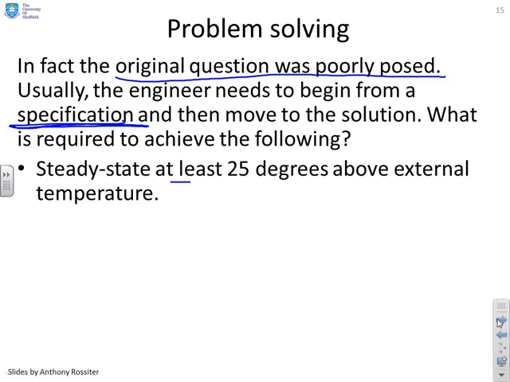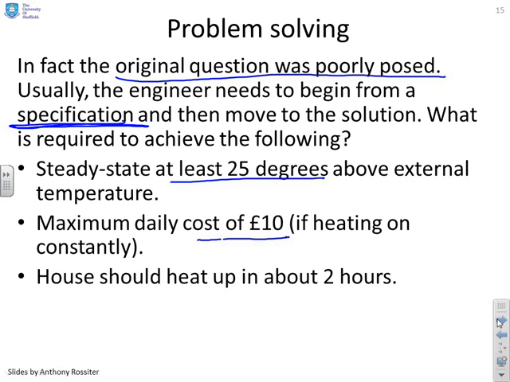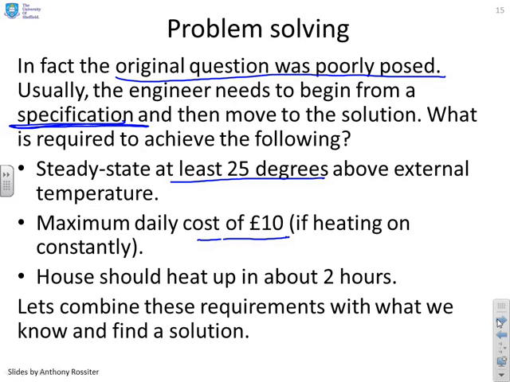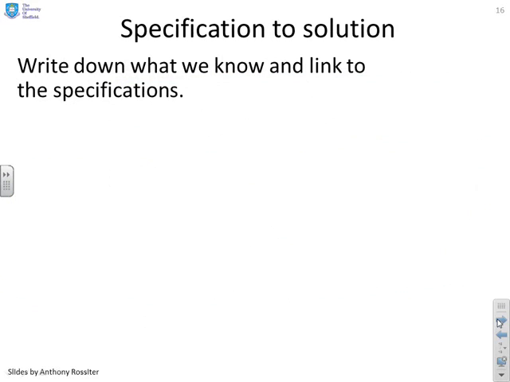We'd say we want the steady state to be at least 25 degrees above external temperature to allow for the outside being, for example, -5. The daily cost should be at most about £10, and that was if the heating's on constantly, which it wouldn't be normally. The house should heat up in about 2 hours. And in essence, what you'd be doing as an engineer is you'd be saying, this is what I really want. So now I need to be asking myself, how can I make sure that this can be delivered?